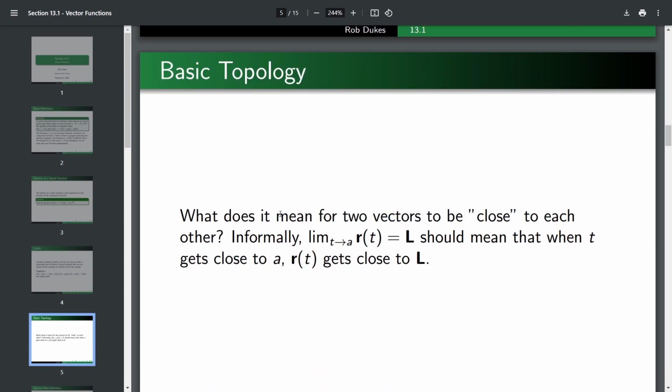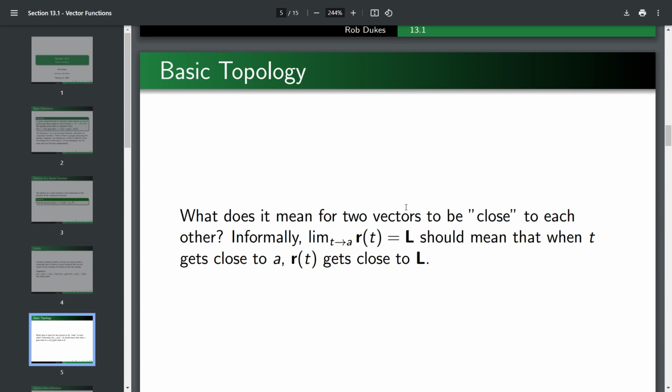Now we'll talk a little about topology, which is the idea of what does it mean for things to be close together? What kind of shapes can we make? Well, the limit as t goes to a of r of t is L. L is a vector here. We're saying if we let time go to a, then r should get close to some L whenever the time gets close to a.